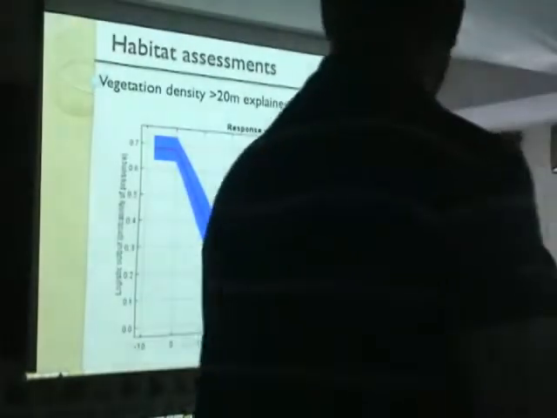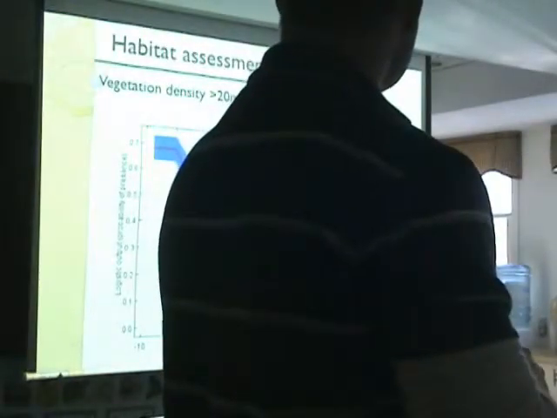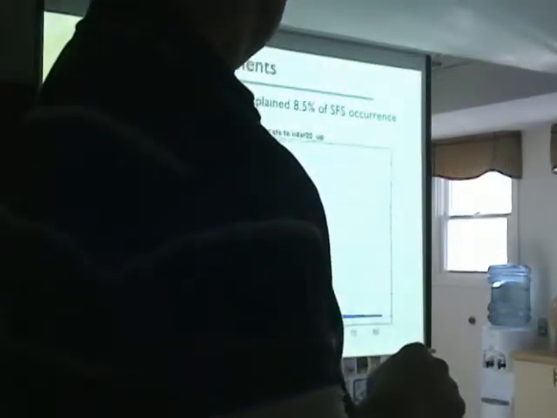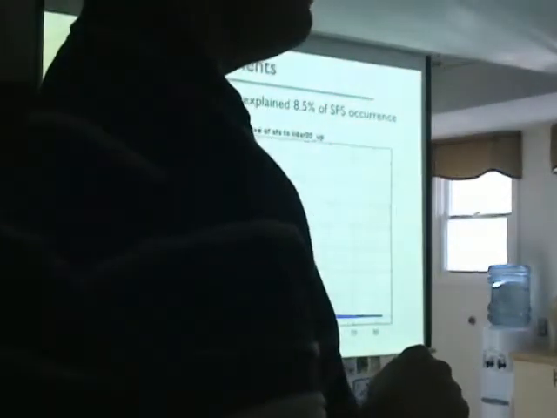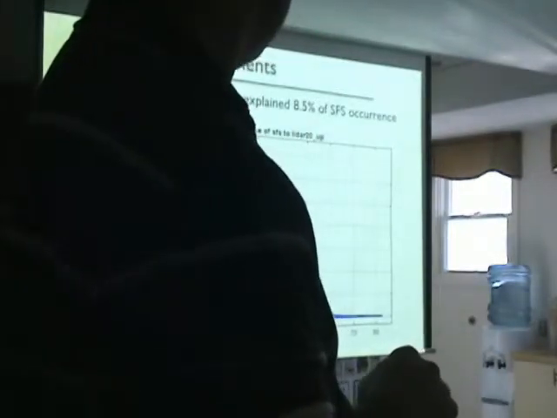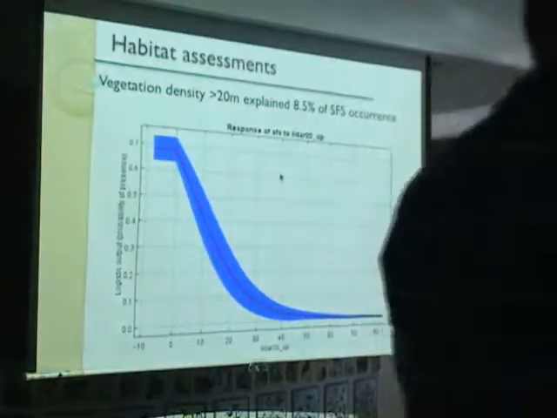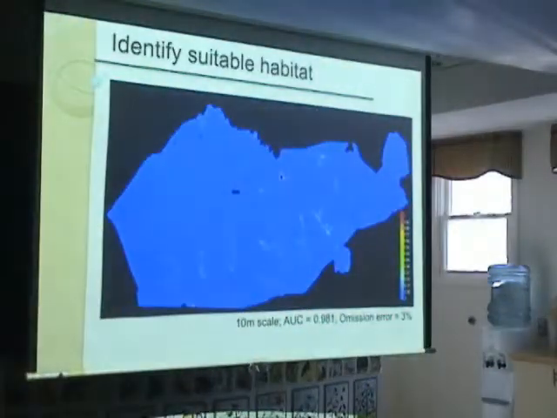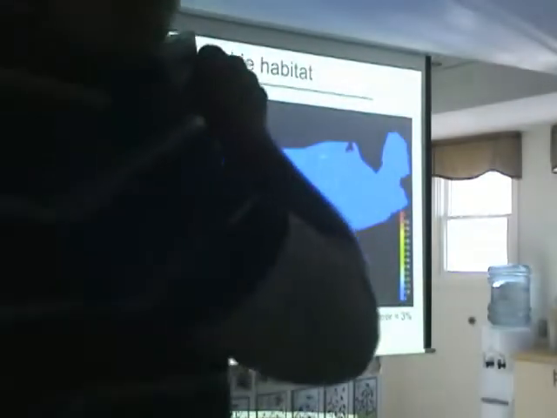And vegetation density above 20 meters explained 8% of the distribution of these butterflies. And you can get a real good idea: the butterflies essentially occur in areas where they don't like forest, which would be the areas with light up 20 meters and up. So this is the habitat map of the St. Francis Adder for Fort Bragg.